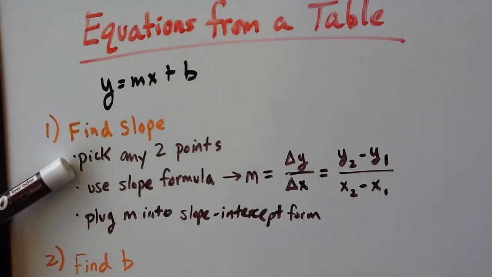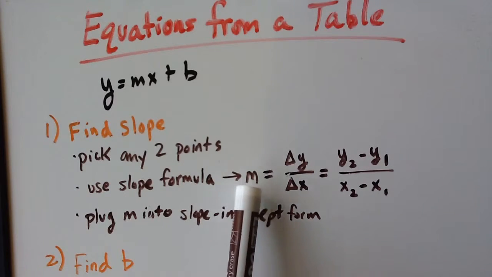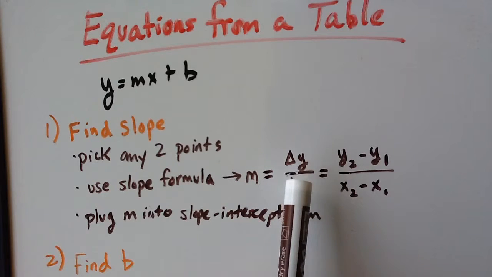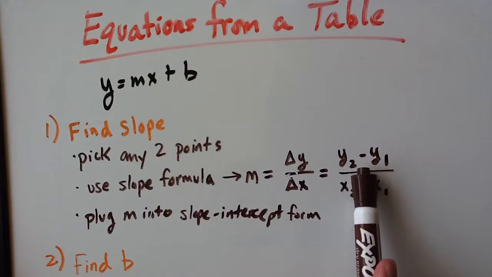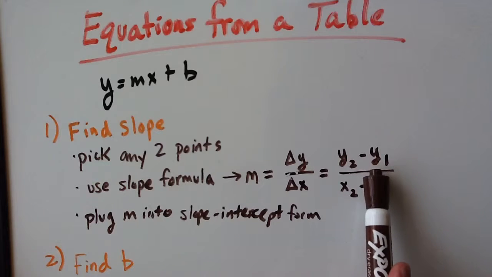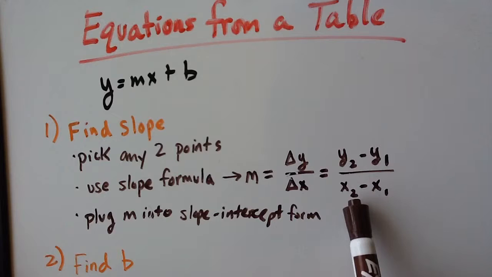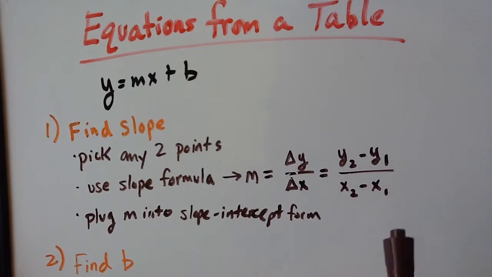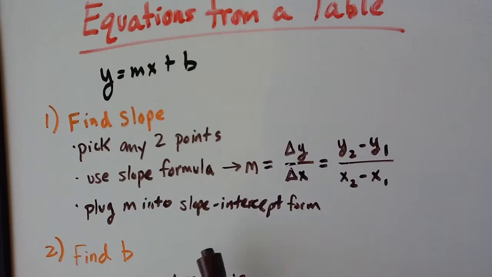And so we pick any 2 points and we use the slope formula, which is m, the slope, is equal to delta y over delta x. And delta means change in, so the change in y over the change in x. The change in y would be the difference in the y values, so y sub 2 minus y sub 1, over the change in the x's, or the difference in the x values, x sub 2 minus x sub 1. That's going to give you m. Once you solve for m, you're going to plug m into slope-intercept form.